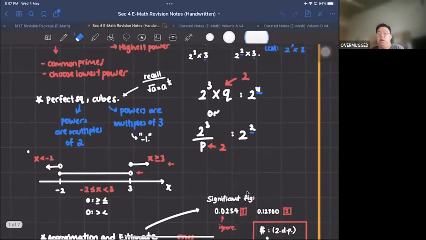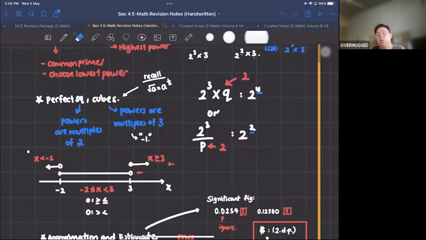For perfect squares and cubes, you just need to remember that the powers are of a very special number. Perfect squares means that the powers are multiples of 2. So I repeat, multiples of 2. And then for cubes, there are powers of 3, multiples of 3. So for example, power 6 is a cube as well. Power 4 is actually a perfect square. So these are examples that you need to know.